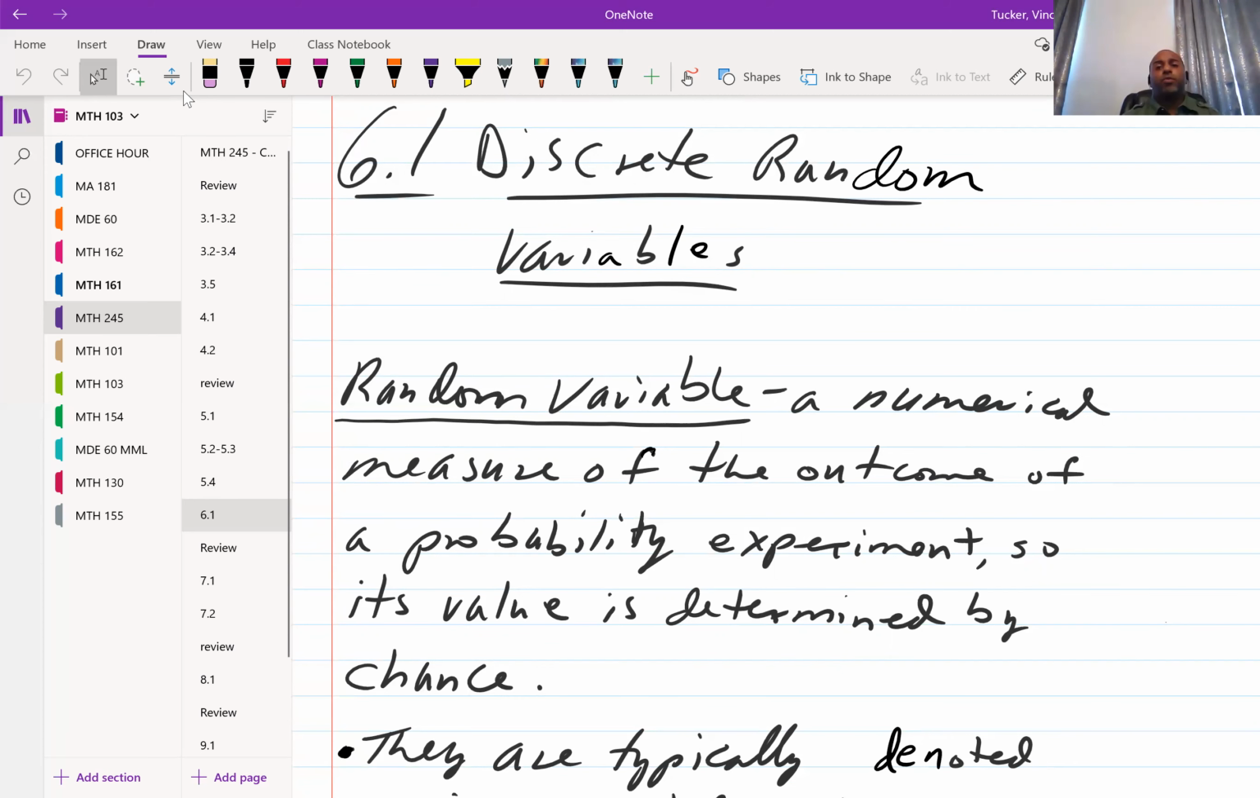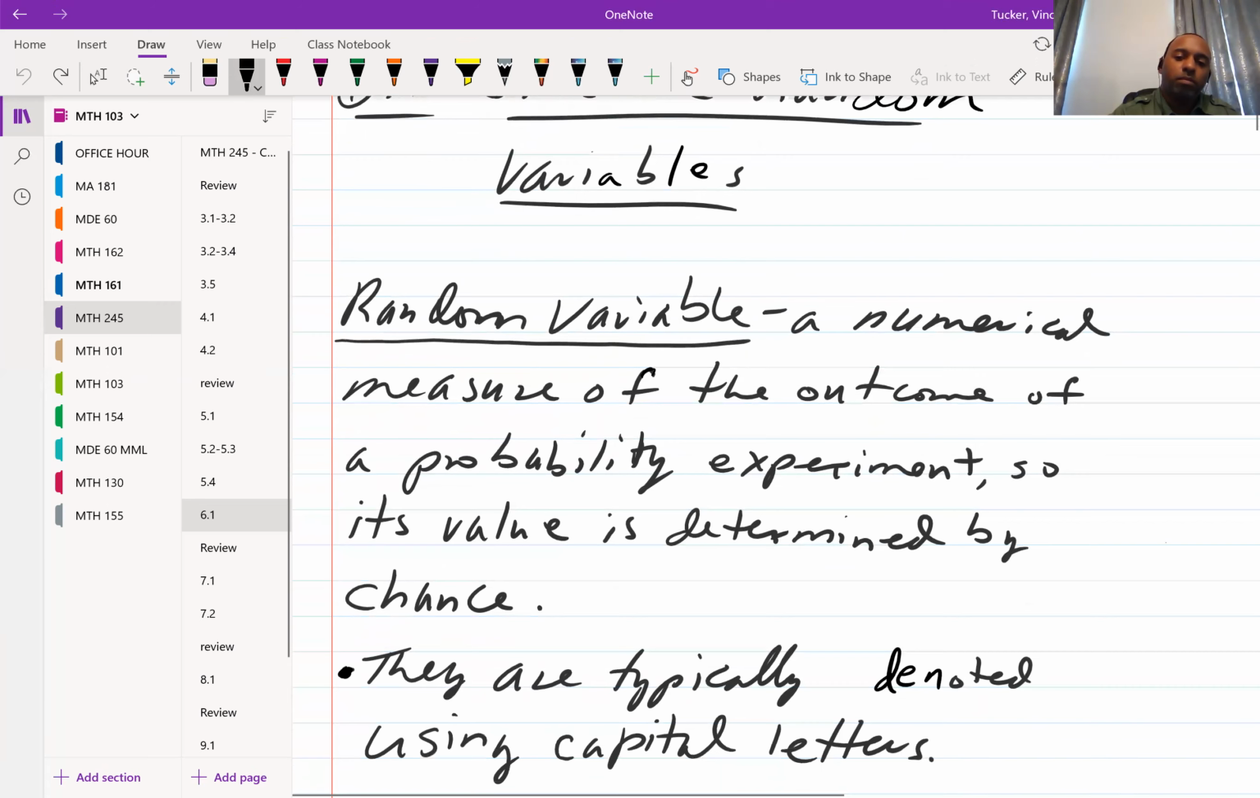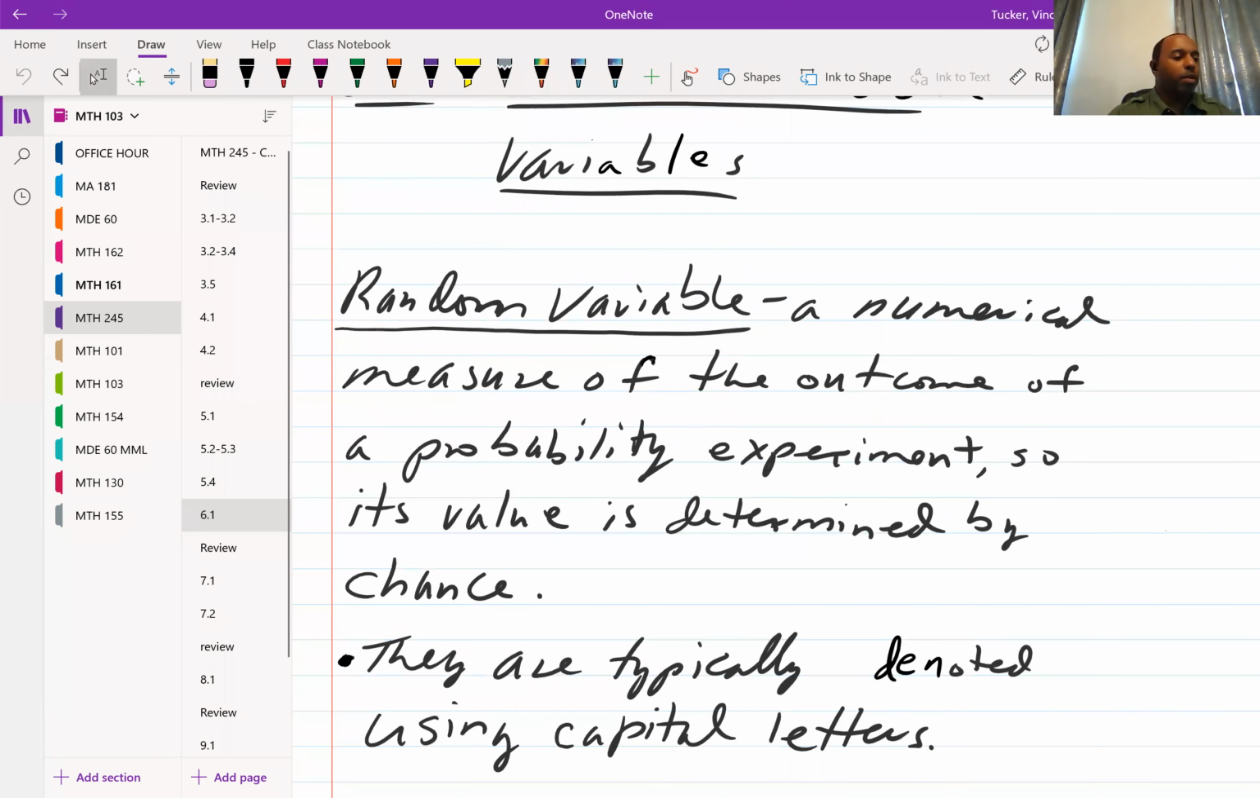So 6.1, discrete random variables. A random variable is a numerical measure of the outcome of a probability experiment, so its value is determined by chance. Typically denoted by using capital letters.